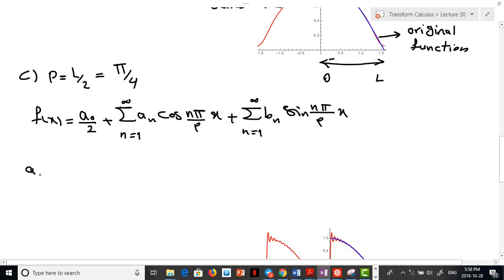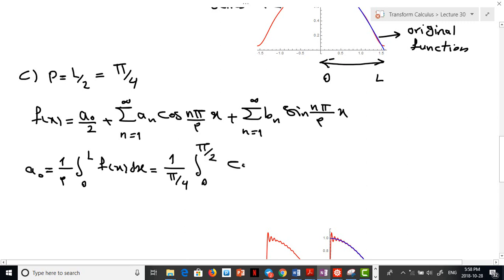In this case, a0 is equal to 1 over p, the integral from 0 to L of f(x) dx. It's equal to 1 over p, where p is equal to pi over 4, the integral from 0 to L, where L is pi over 2, of f(x), which is cosine x, dx.